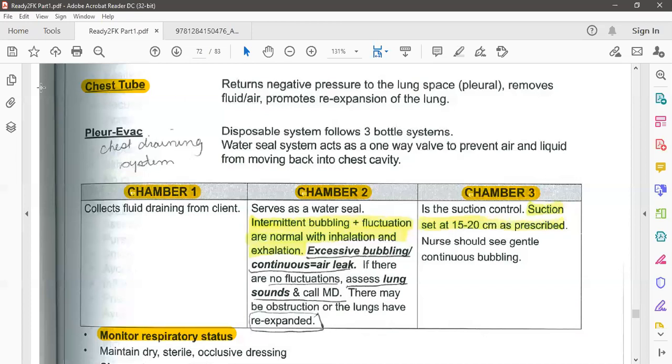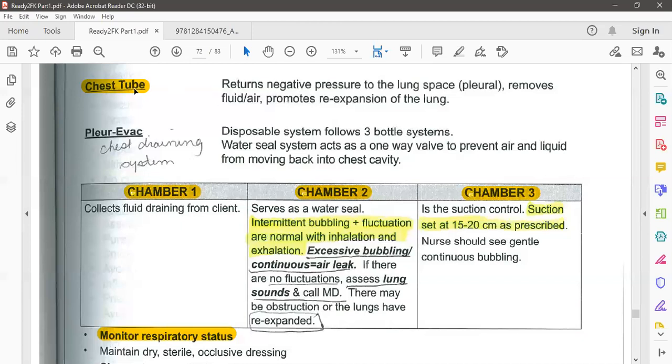Okay, so let me tell you, this returns the negative pressure to the lung space, my friend, because normal breathing works on negative pressure. So my chest tube targets to return back the negative pressure, remove the fluid or air, and promote re-expansion of the lungs.